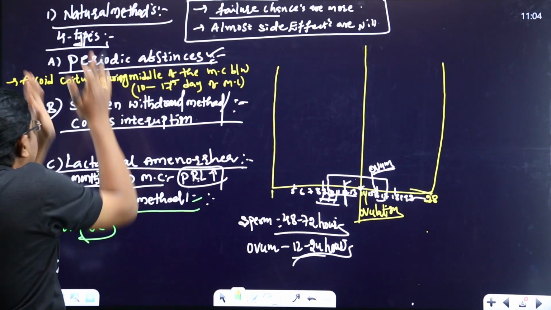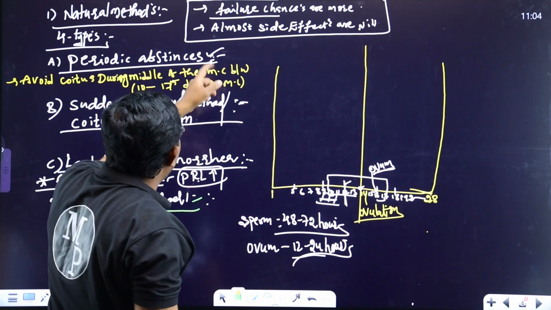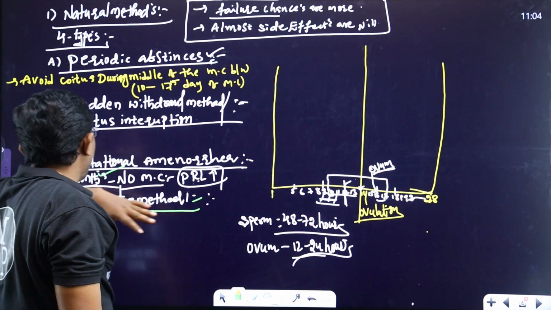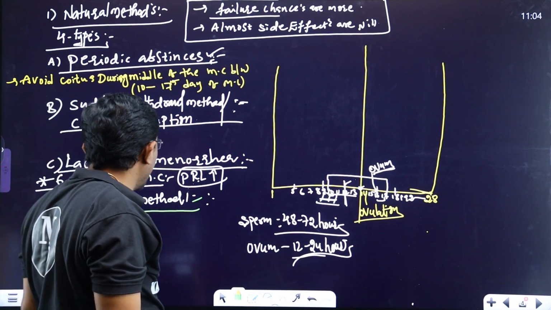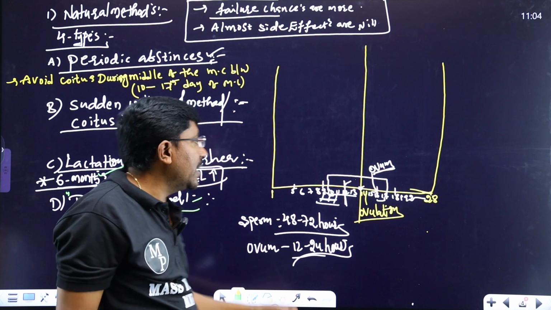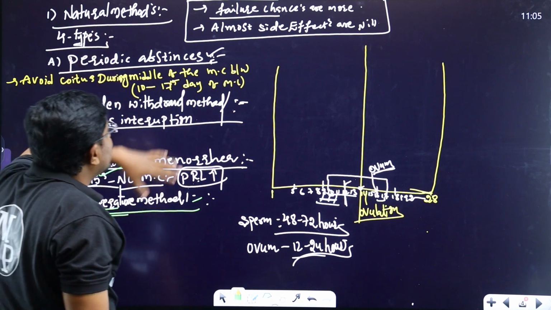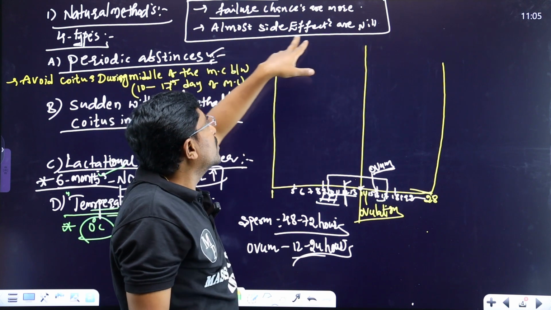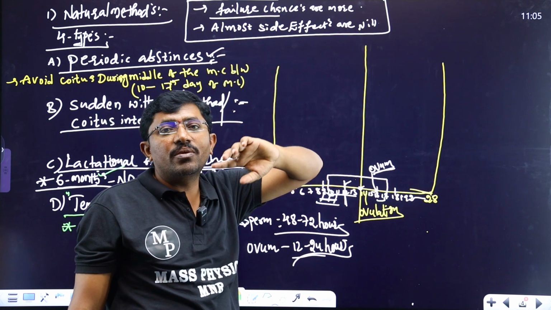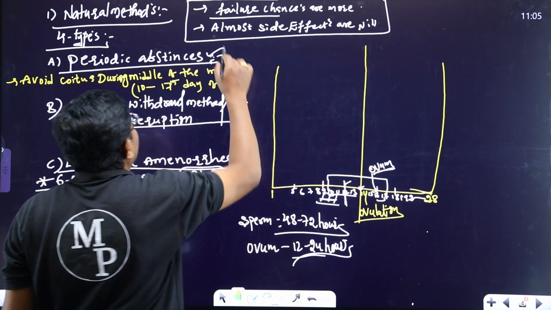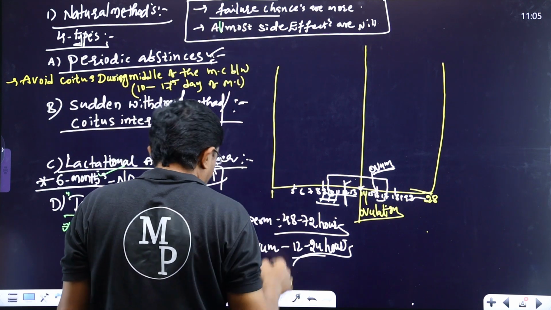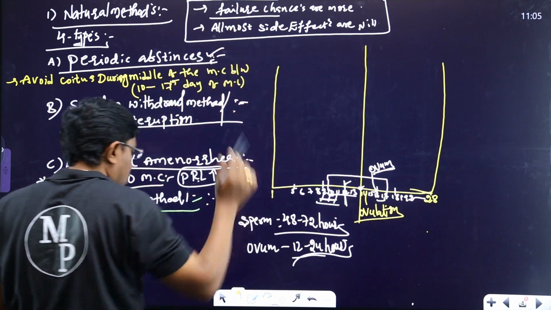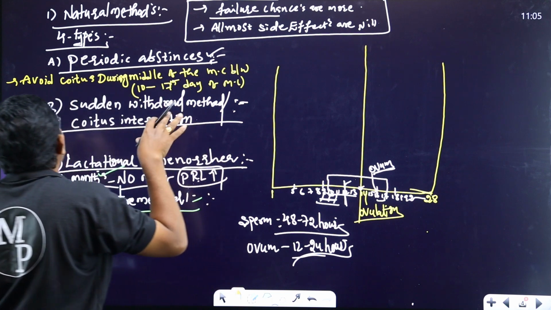So these are all our natural methods: periodic abstinence, coitus interruptus (withdrawal method), lactational amenorrhea, and the temperature method. These are very important. These natural methods have more failure chances, and almost no side effects. It is a very important point.